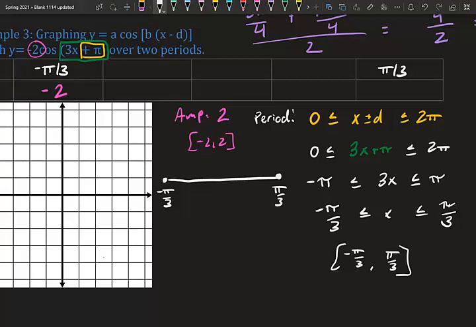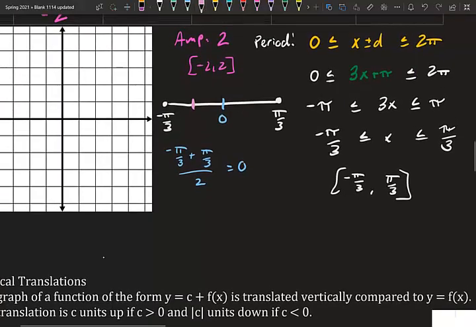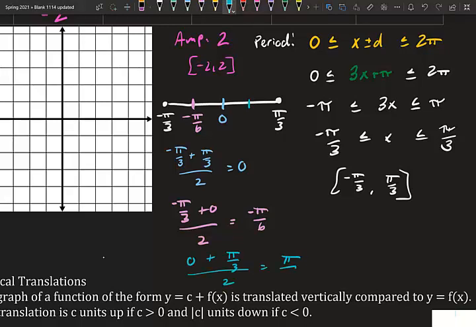Now let's find the rest of our intervals. So smack dab in the middle we have 0. Why? Because those are opposites of each other, but we could also do negative pi over 3 plus pi over 3 divided by 2, which we get 0. Now we find our first quarter point. So our first quarter point is negative pi over 3 plus 0 over 2, which is negative pi over 6. And then our last quarter point, we do 0 plus pi over 3 divided by 2, which is just positive pi over 6.